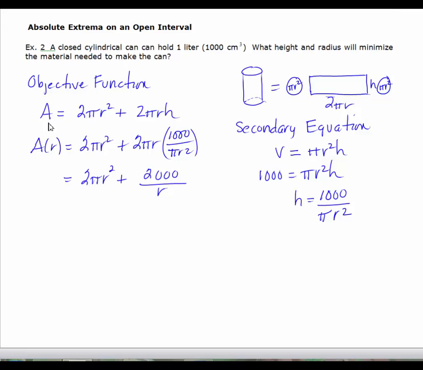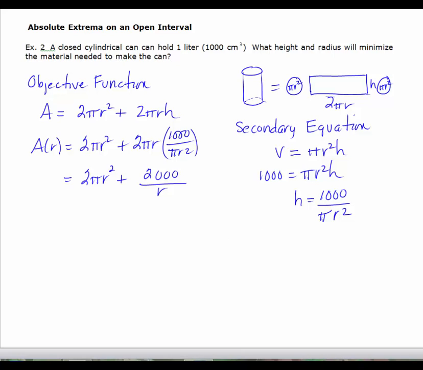So I've started off, I've drawn my picture. I've stated my objective function, but it was in terms of two variables. I used my secondary equation, which was the fact that we knew that the volume was equal to 1,000, and the formula for the volume of a cylindrical can is pi r squared h. And then we solved for h, substituted that back in. Before I even take the derivative, I want to find the domain.